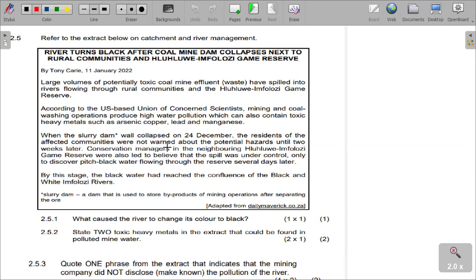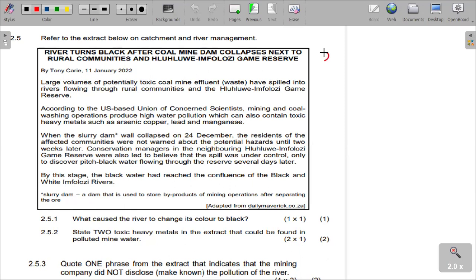A slurry dam is a dam that is used to store byproducts of mining operations after separating the ore. Question 2.5.1: what caused the river to change its color to black? I'm sure this question is quite good because we refer to our comprehension, to the reference given in our question there.